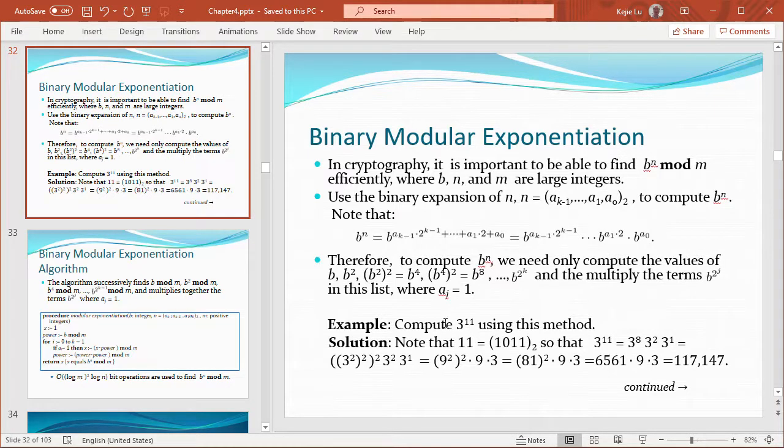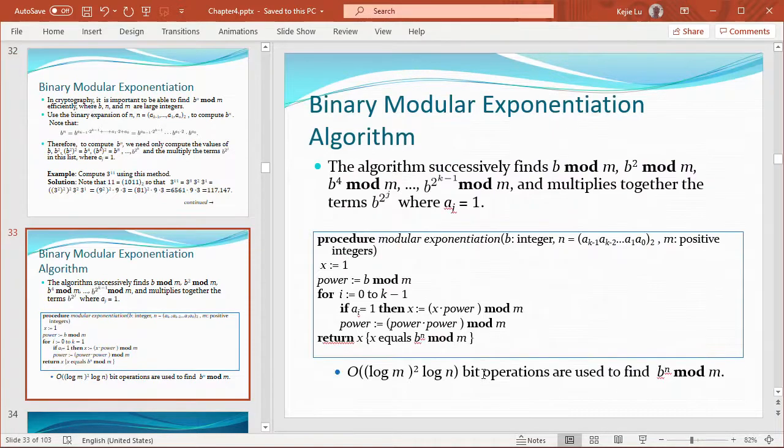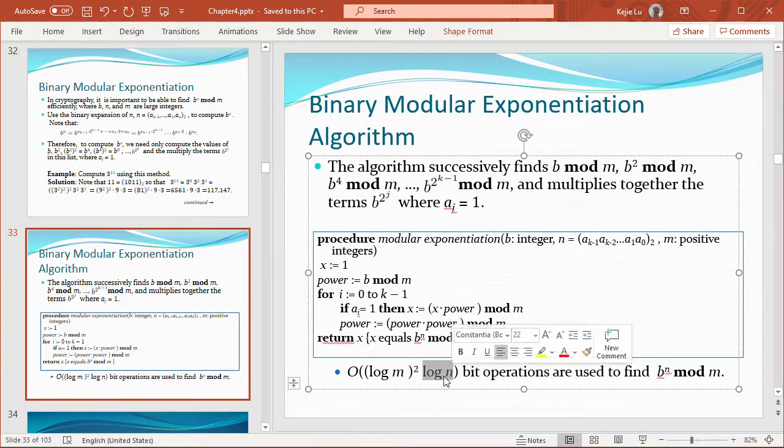Apparently here this is not exactly the modular exponentiation, because here the example doesn't show the modular. But anyway, so we are going to find this algorithm. So it's going to be log n, as I say in previous discussions.